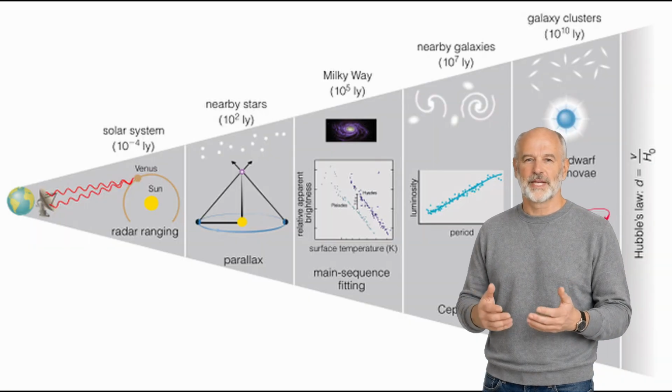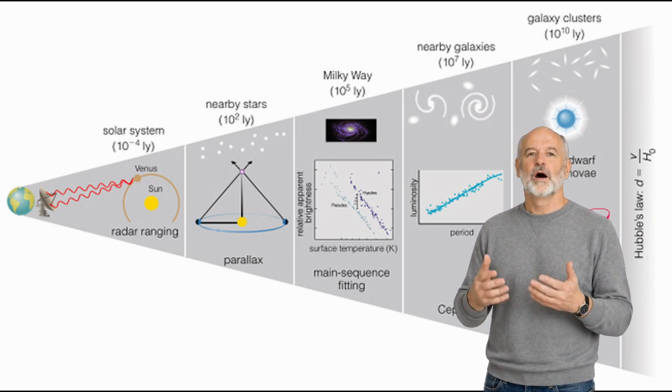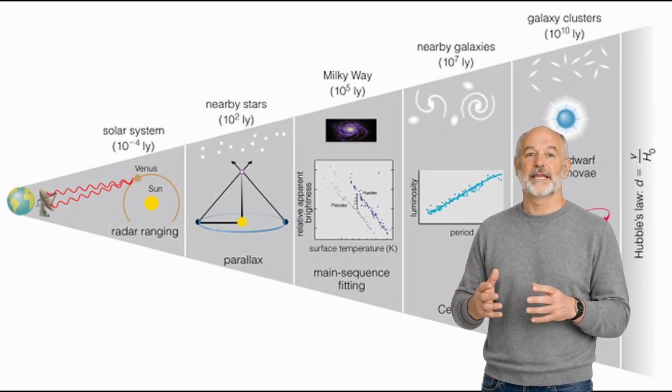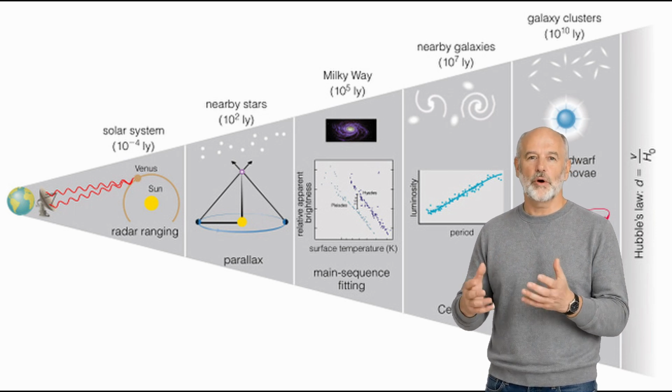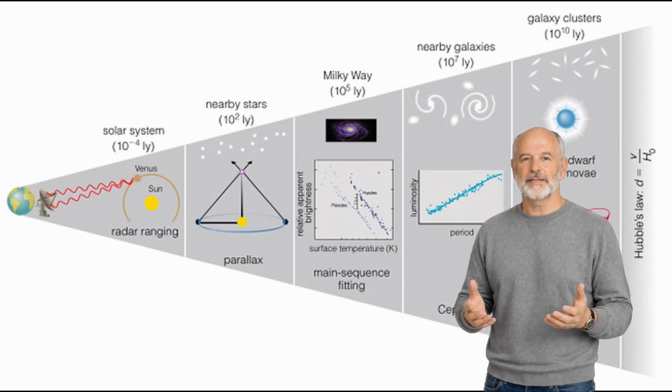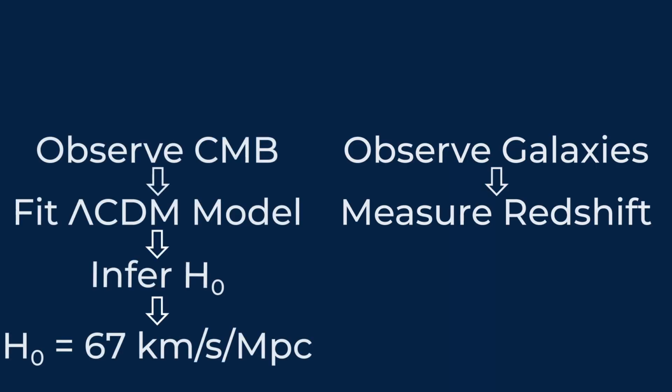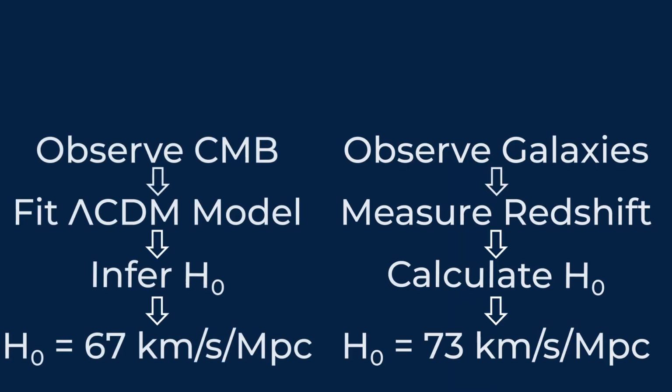The second method measures the expansion more directly by building what astronomers call a cosmic distance ladder. Astronomers first calibrate nearby distances using objects of known brightness, then extend those measurements farther and farther into deep space. By combining these distance measurements with observed galaxy redshifts, they obtain a second value for the expansion rate, around 72 to 74 kilometers per second per megaparsec.